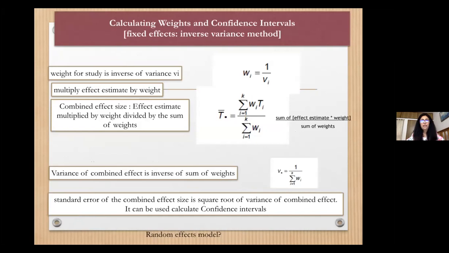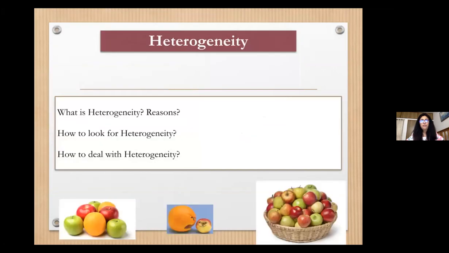So this is how we calculate. Don't get scared with the formula. It's very simple. It's 1 over the variance, right? That's it. So weight is 1 over the variance, which you multiply with the effect size, and then you add it up, and then you divide it by the sum of weights, right? So it's actually very simple. And then you can even calculate the confidence intervals. It's called the inverse variance method. Okay, so what is heterogeneity?